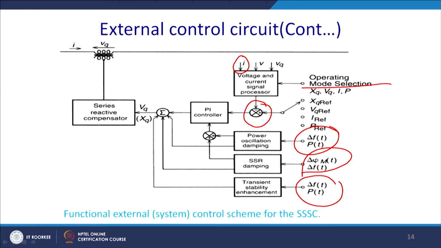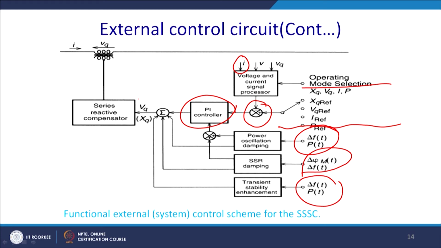So, both will be controlled and compared, and ultimately it will be fed to the PI controller, assuming that these disturbances are not there. We shall take these disturbances after that. Thereafter, we will feed it to the PI controller, and from there we have a measured value of the VQ or XQ, and that will insert the series impedance or the series voltage into the system.